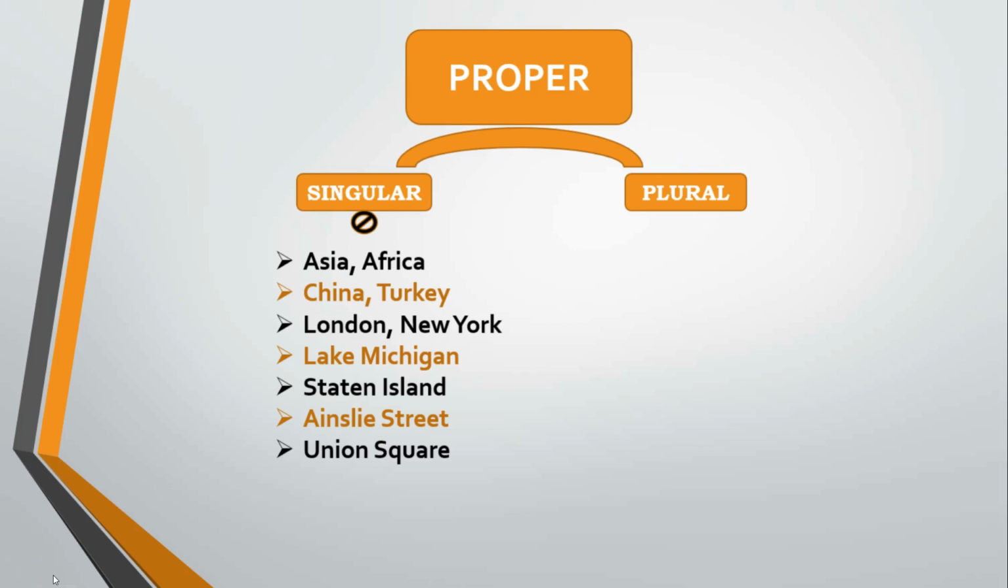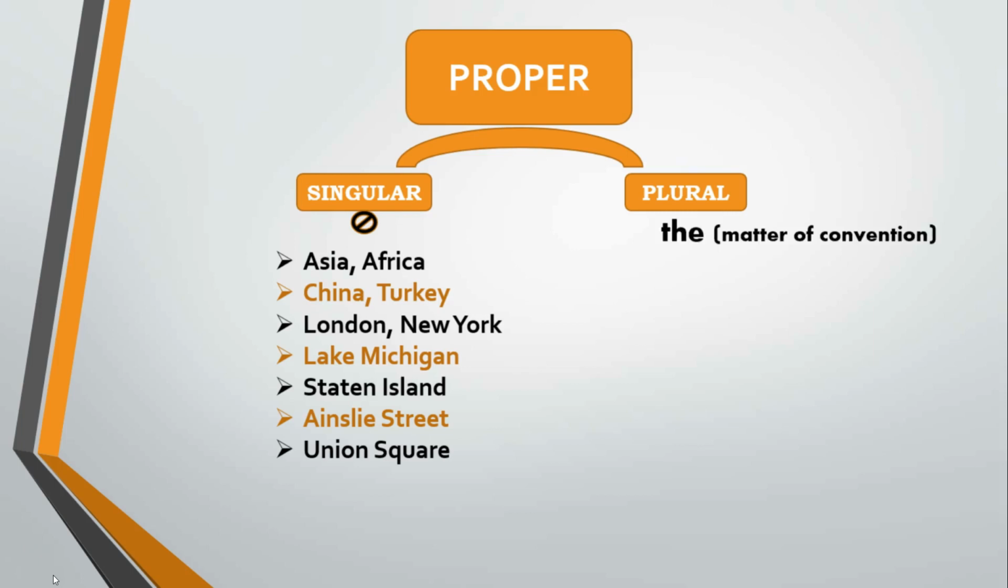The same goes for countries. Same goes for cities, London, New York. Same goes for the lakes, Lake Michigan. Islands, Staten Island. Streets, Ainsley Street. Squares, Union Square. If you have any of these classifications, you will not put any kind of article in front.